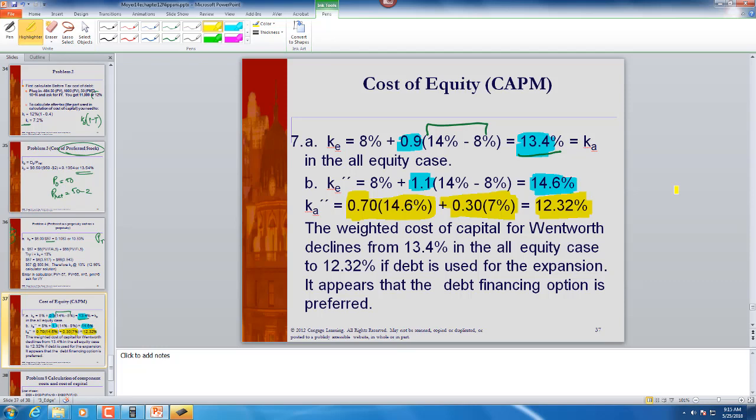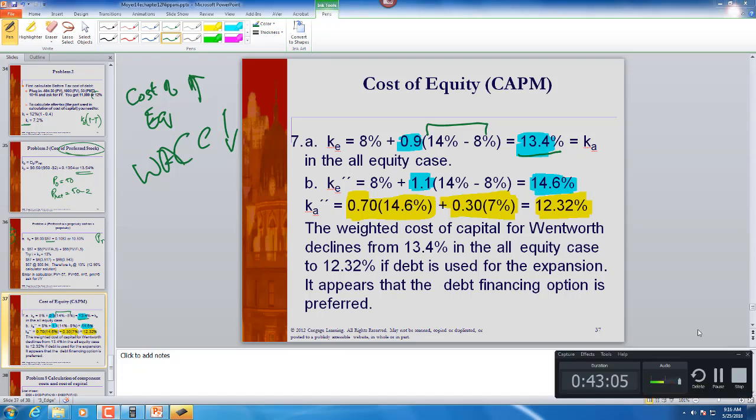So actually, while cost of equity went up, WACC has come down, which is the whole point of why companies actually issue debt. That's a very, very interesting problem.